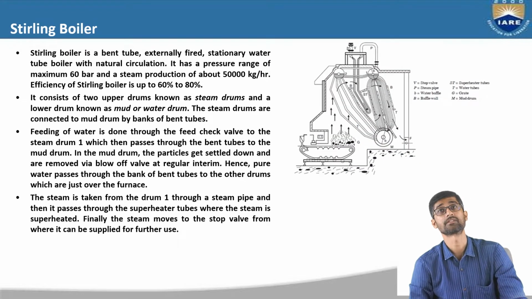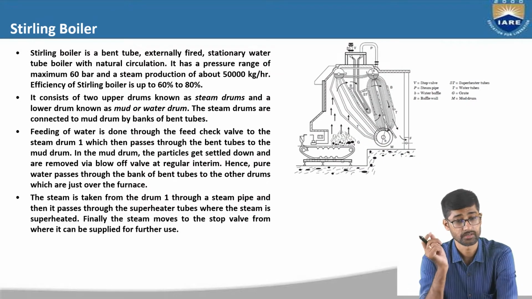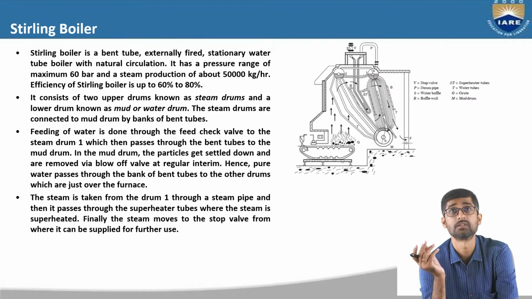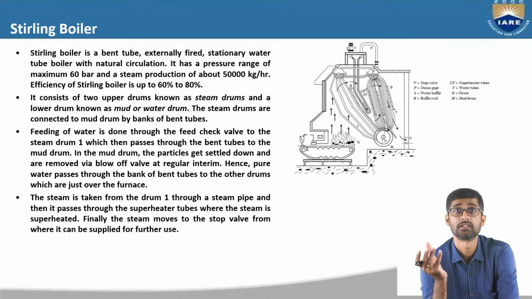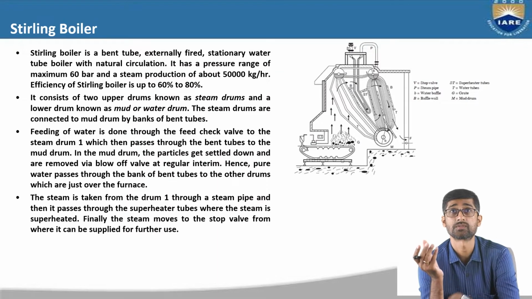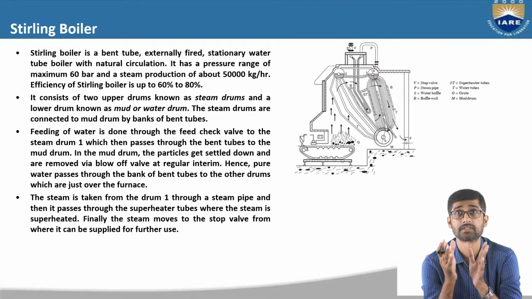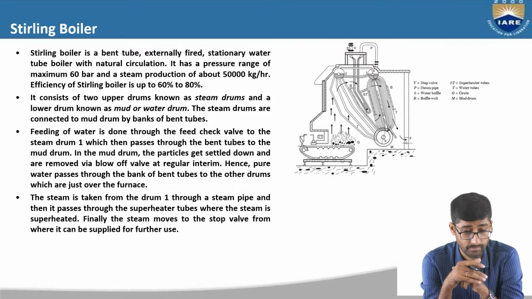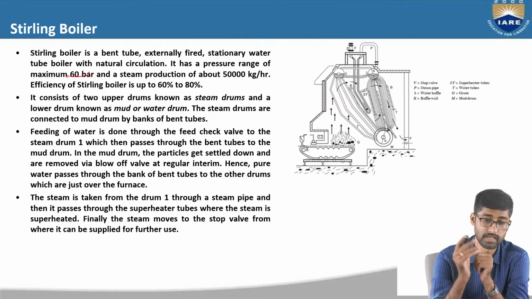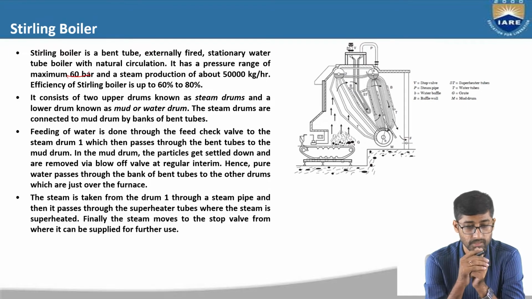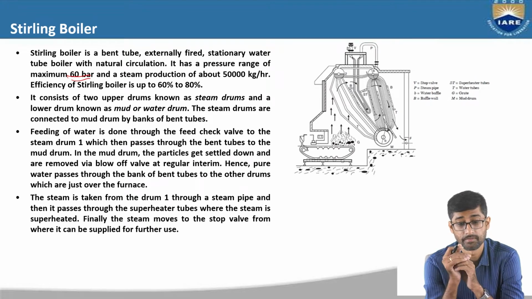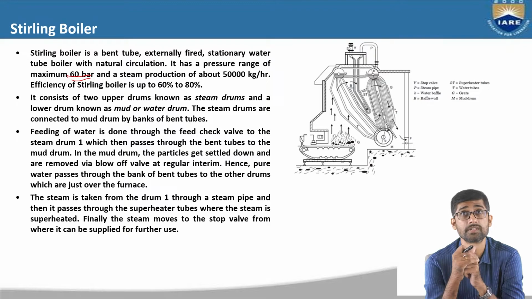Next, Stirling boilers. So what is a Stirling boiler? A Stirling boiler is a bent tube boiler which is externally fired. It is a stationary water tube boiler with natural circulation. This is a natural circulation boiler. It is a high pressure boiler with a maximum of 60 bar, and a steam production of about 50,000 kg per hour. And the efficiency of a Stirling boiler is up to 60 to 80%.